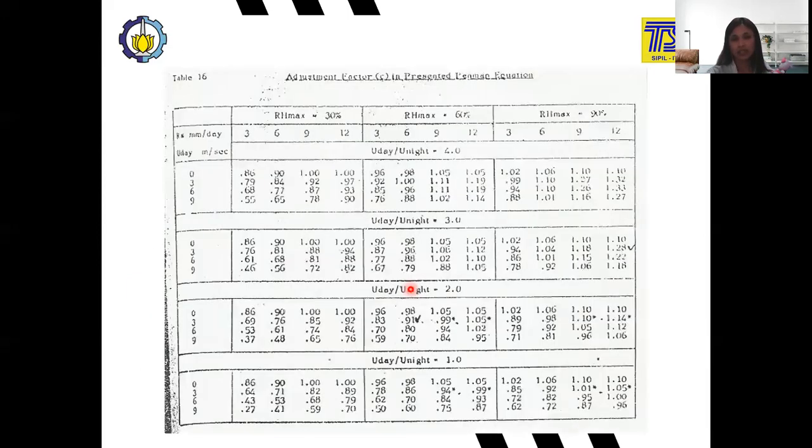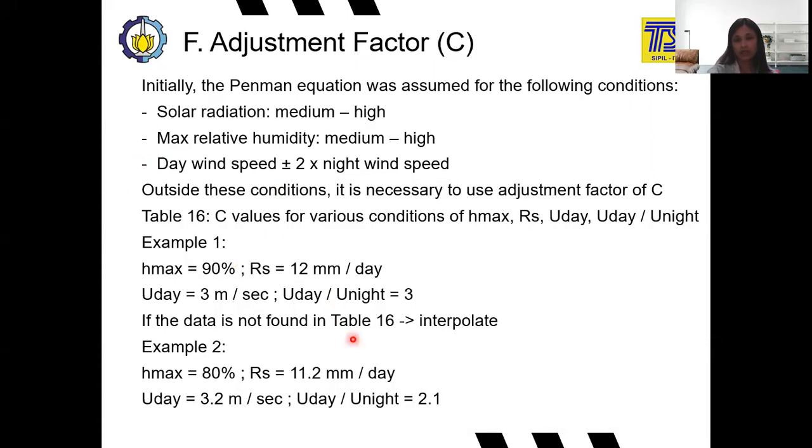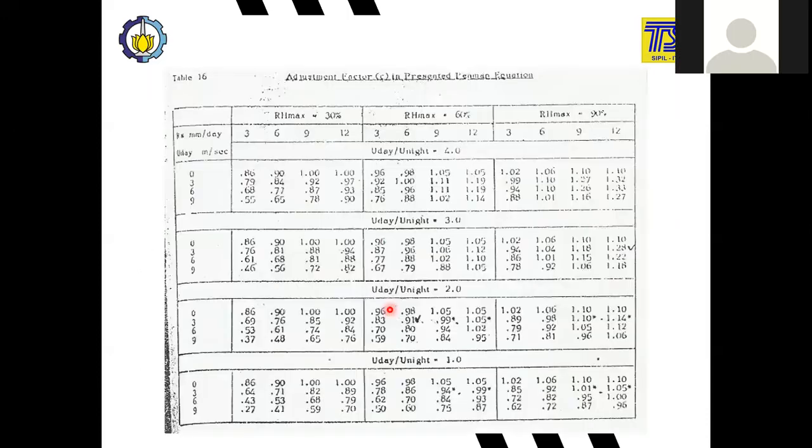And if the data is not found in this table, for example, here we still can find it because it's on the table, like U-day to U-night ratio of 3. Here we have U-day per U-night is 3 here. So we have to focus on this table.